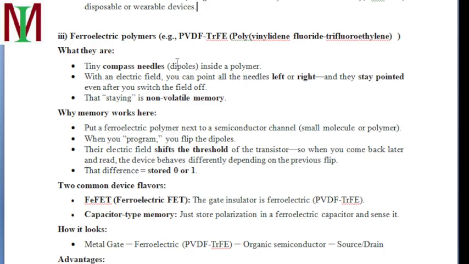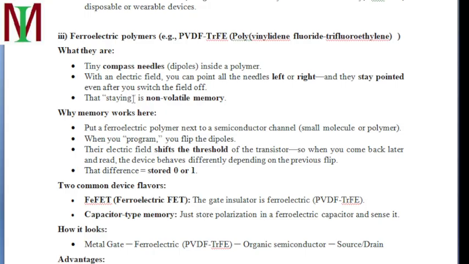Okay, ferroelectric polymers are the third one. An example is polyvinylidene fluoride trifluoroethylene, that is PVDF-TrFE. What are they? They are very tiny compass needles, dipoles inside a polymer. They have a magnetic type of behavior, they work like a magnet. With the electric field, we can point all the needles either to left or to right, and they will stay in that position for a long time.